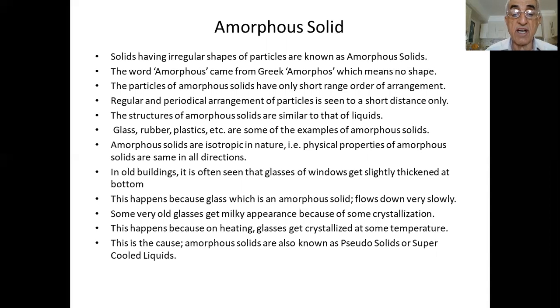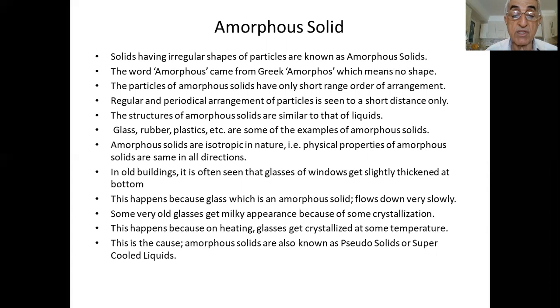Amorphous solids are isotropic in nature. That is to say, physical properties of amorphous solids are the same in all directions. In old buildings, it is often seen that glasses of windows get slightly thicker at the bottom.